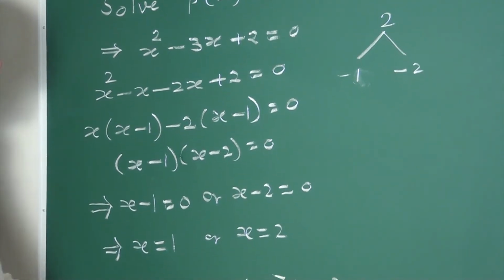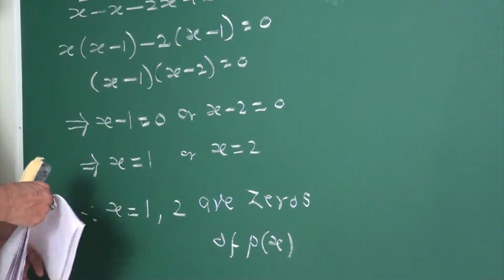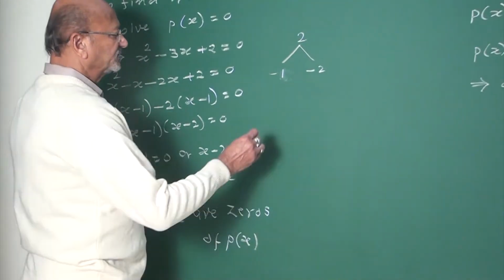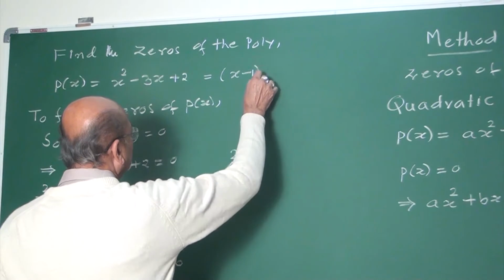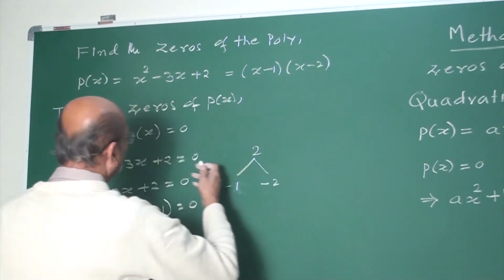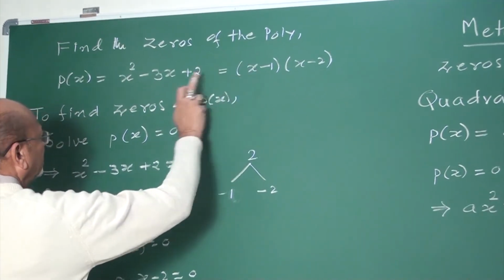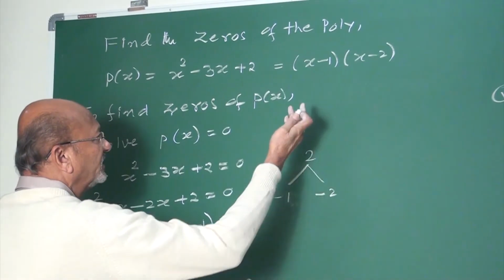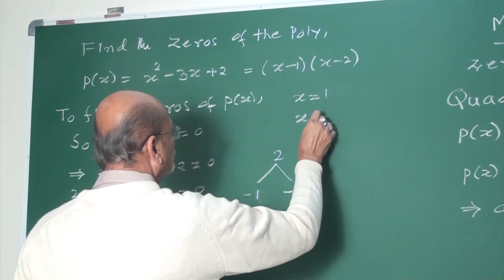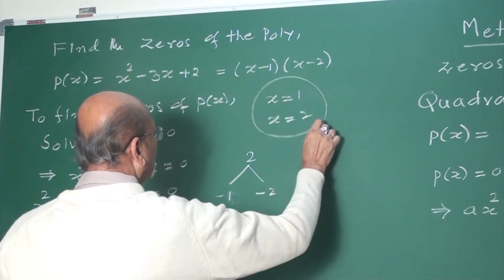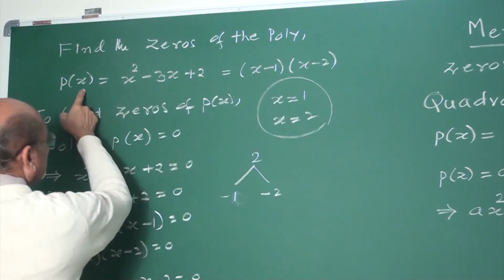In some books they have not taken p(x) equal to 0 in the beginning. What they have done is, for this x square minus 3x plus 2, right here itself they have written its factors: x minus 1 into x minus 2. After writing the factors at a stretch, they directly say that at x equal to 1, p(x) is 0, and at x equal to 2, p(x) is 0. Therefore, these are the two zeros: x equal to 1 and x equal to 2 are the two zeros of the polynomial p(x).